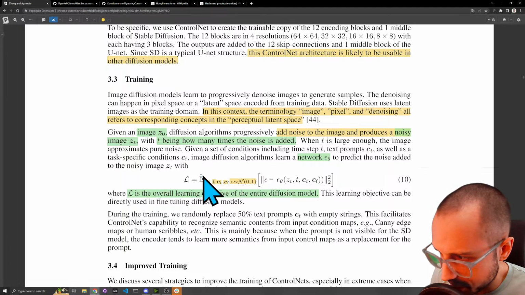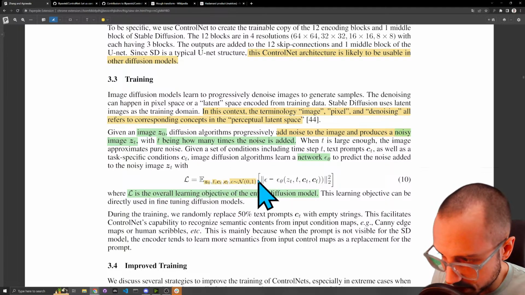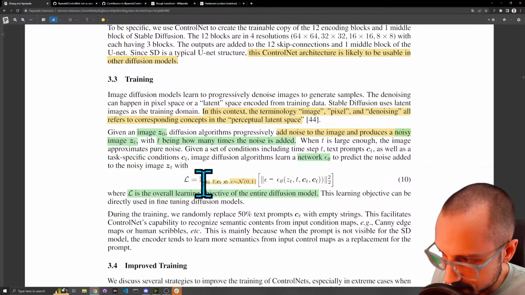And then here, it's the expected value for all those different things, right? So the loss is optimizing all of these. And here you have the L2 norm, or L2 difference, right? So it's basically just the difference between these, squared and square rooted. And then here you have the noise that is being predicted.